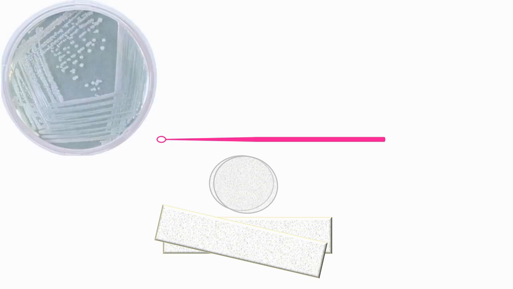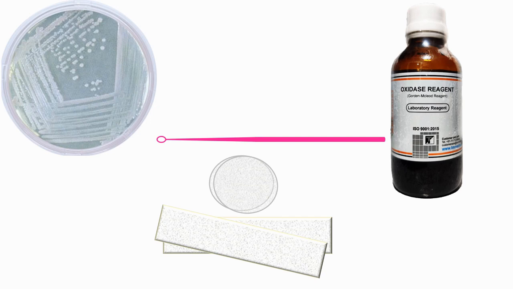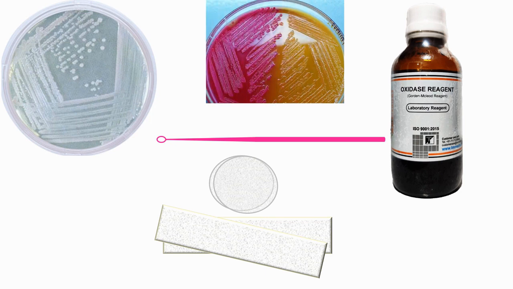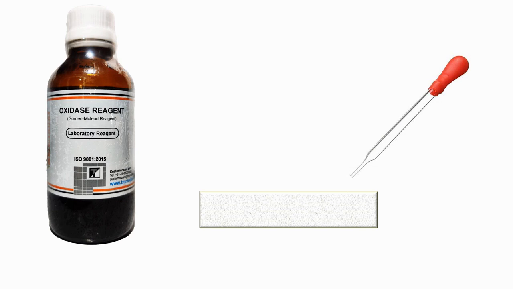Items needed to perform the oxidase test include filter paper, disposable plastic loop, fresh colony of test organism or nutrient agar, 1% Gordon or MacLeod reagent also called oxidase reagent, positive control that is Pseudomonas aeruginosa and negative control that is Escherichia coli. First I will describe the filter paper test method.